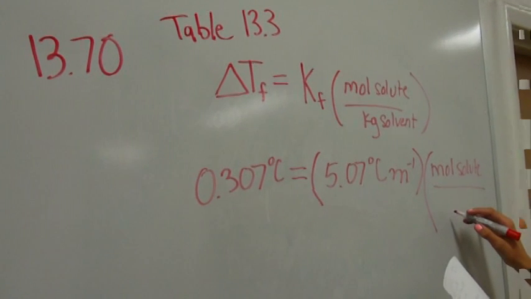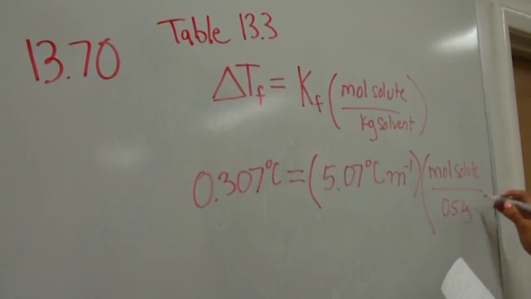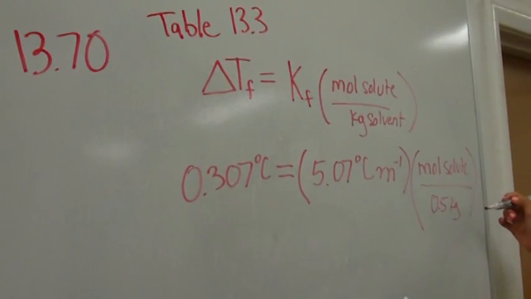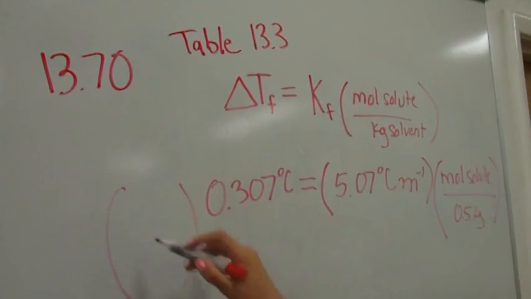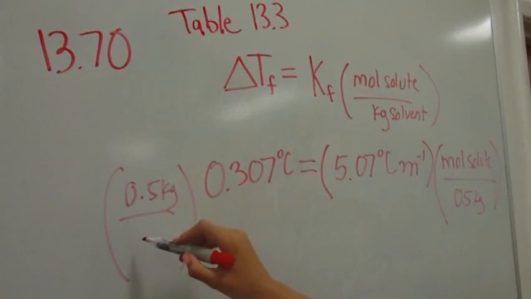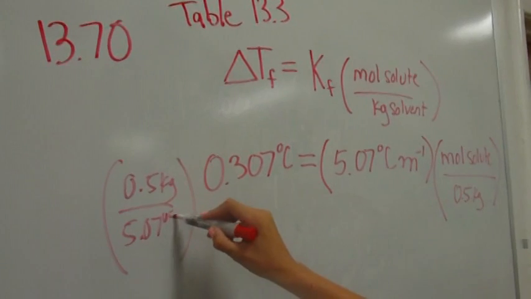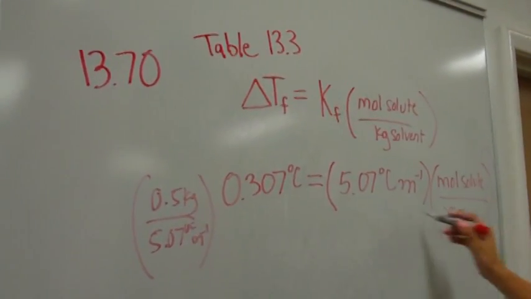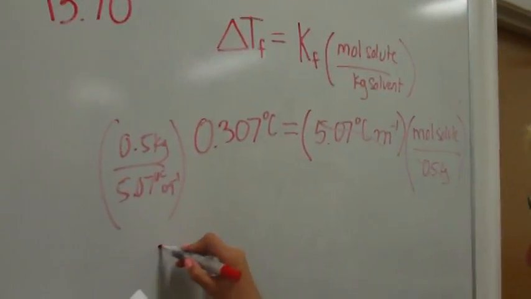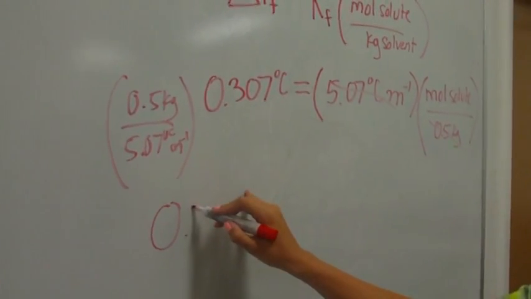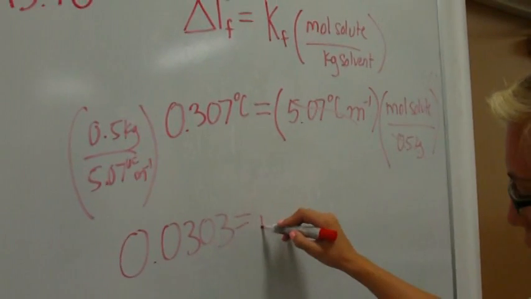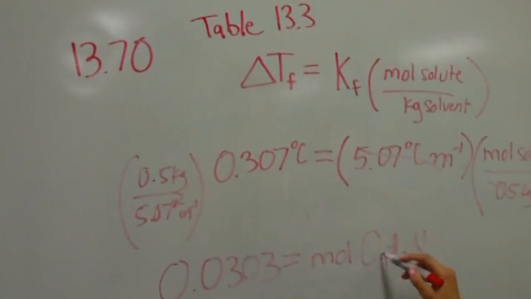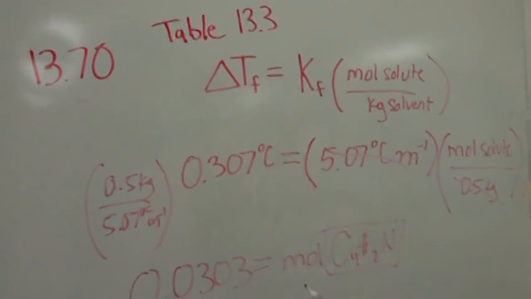And they told us that we were using 0.5 kilograms of benzene solvent. So I'm just going to use some algebra. I'm going to multiply on both sides by 0.5 kilograms and 5.07 degrees Celsius per molality. Same thing over here, it's going to make those cross out. When you do this, you end up with 0.0303 for your moles of the C4H2N compound. This is the empirical formula. So this is the moles, this is the empirical formula.